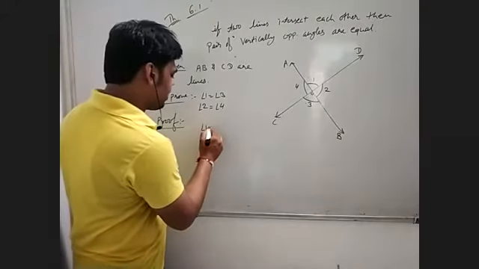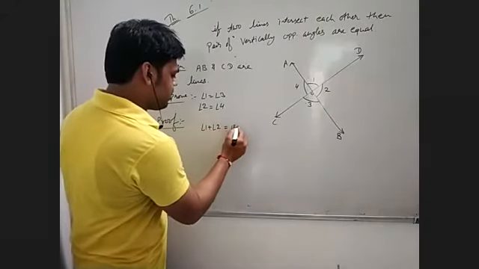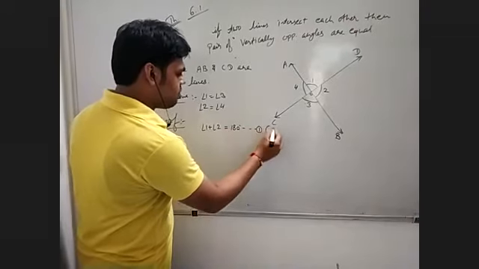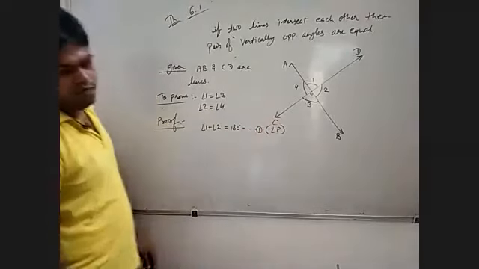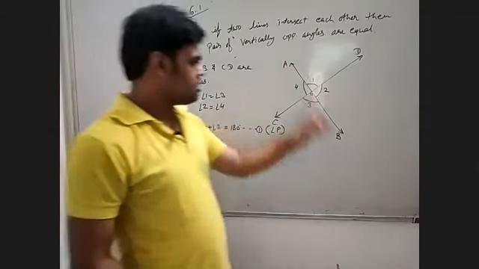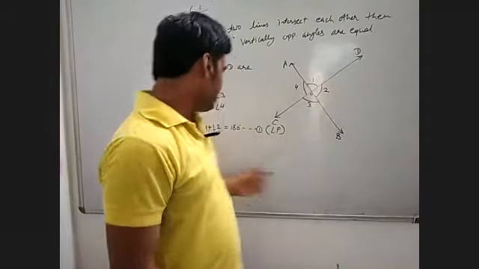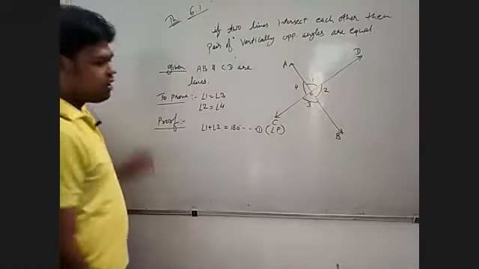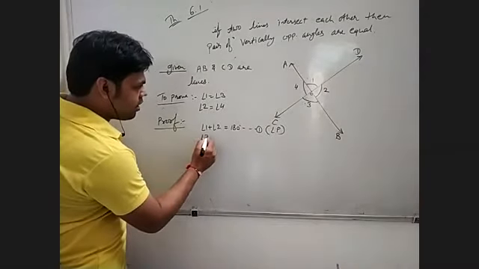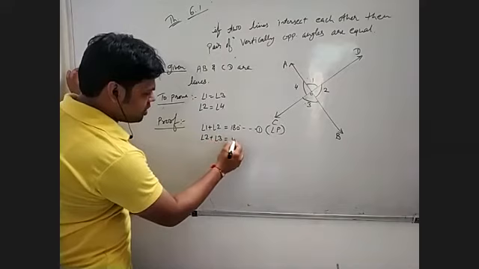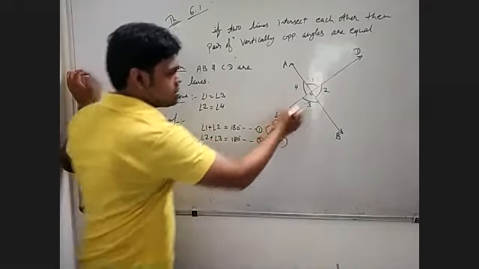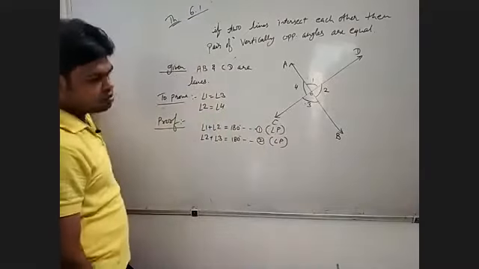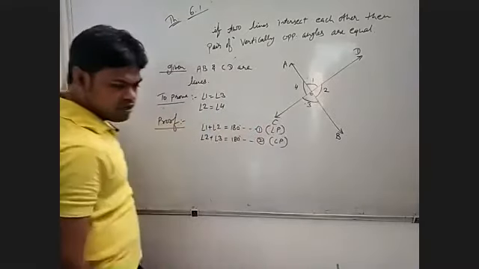First one is angle 1 plus angle 2 is equal to 180 degree because of linear pair. Because of linear pair we have to write this because it's a straight line. So angle 1 plus angle 2 will be equal to 180 degree. And now the next part is angle 2 plus angle 3 is also equal to 180 because of straight line again. CD is a straight line. So we can write 2 plus 3 is equals to 180 degree.